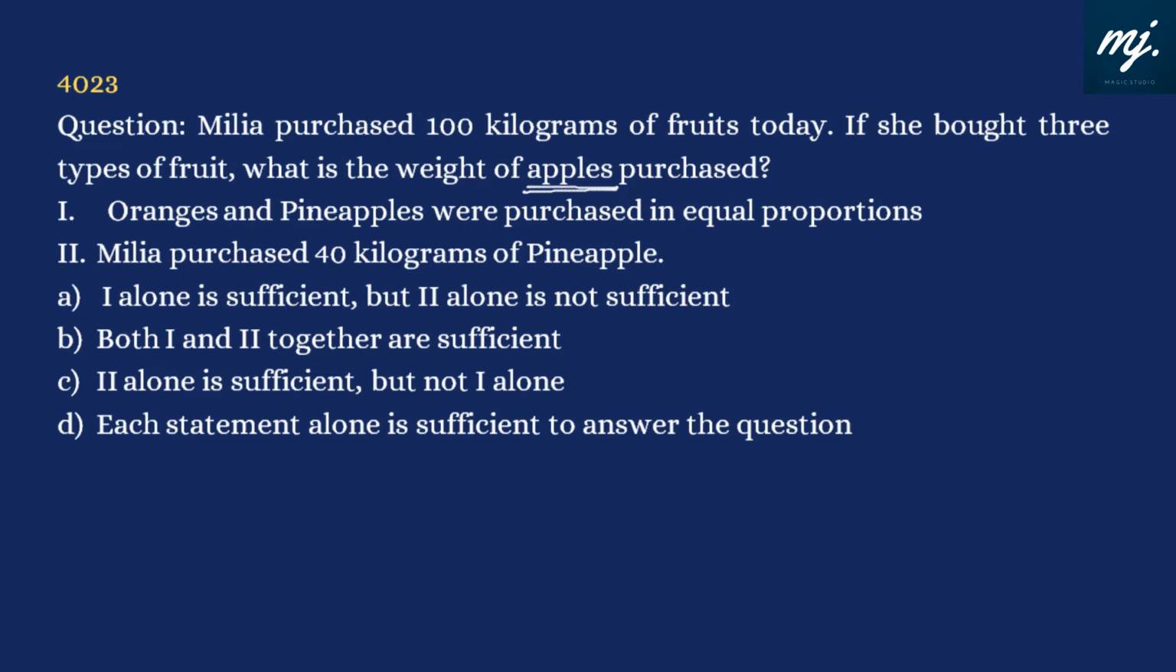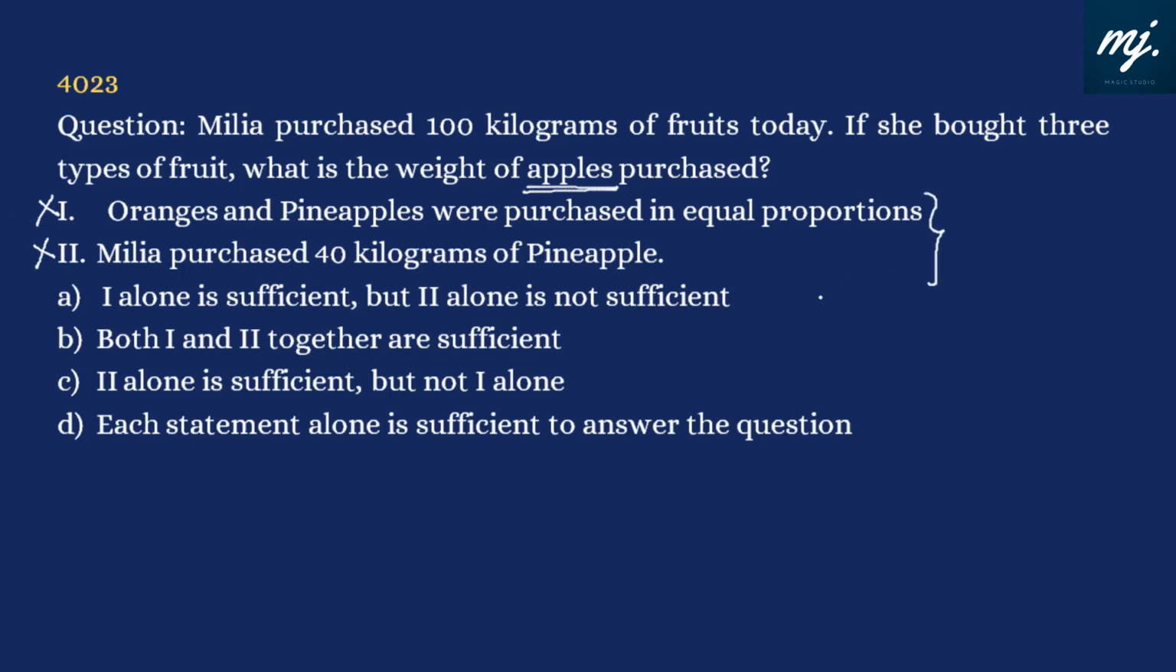Statement 1 says orange and pineapples were purchased in equal proportions. Now we know that the other two fruits purchased were orange and pineapples, but we can't answer the question basically asked. That means statement 1 alone is not sufficient. Statement 2 says Melia purchased 40 kilograms of pineapple. Now if I only take statement 2, I know that apples were purchased, pineapples were purchased, but what was the third fruit that was purchased by Melia? So statement 2 alone is also not sufficient.